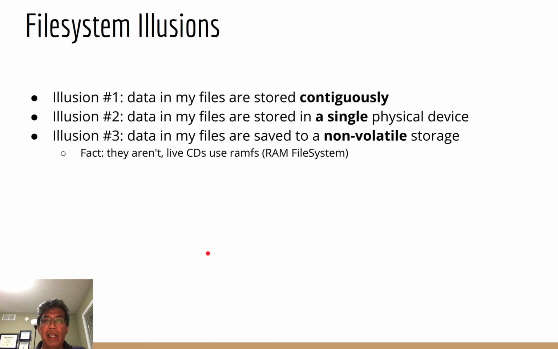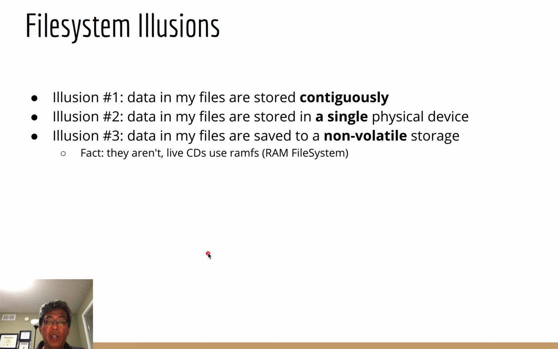From our discussion about processor management and memory management, we see a few examples of how our operating system creates many different illusions. The goal is to present a programming model that is easy for the user to use. We'll continue to see more illusions when the operating system handles file operations. For instance, the first illusion: the user will think that their data are always contiguous. The second: their data may be stored into a single physical device. And the third illusion is that they will think that their data are always saved to a non-volatile storage. But in fact, this is not true.